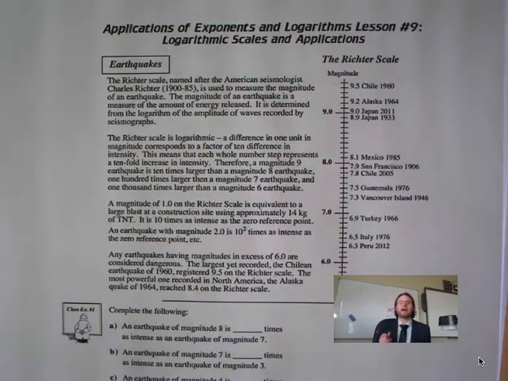Today we're looking at our very last lesson with logarithms and exponents. Before, we looked at exponential laws and how they are applied in real life. Now we're going to look at log scales and how they're applied in real life, okay? So for instance, earthquakes. This relates to a log scale.